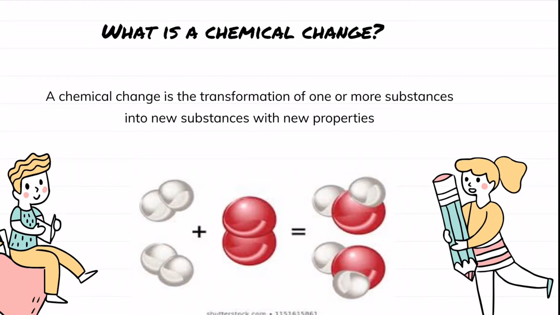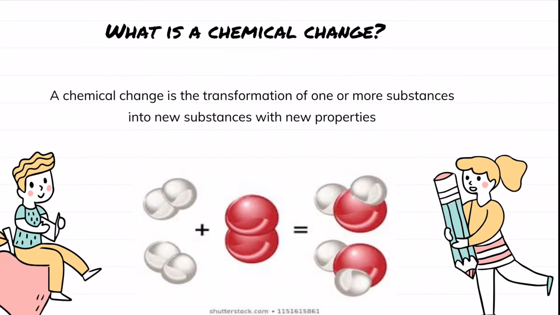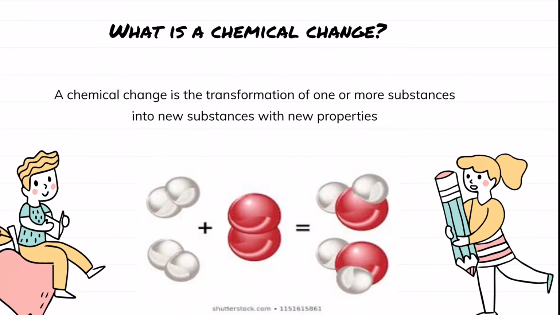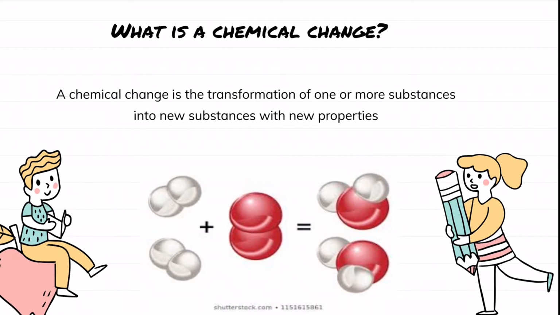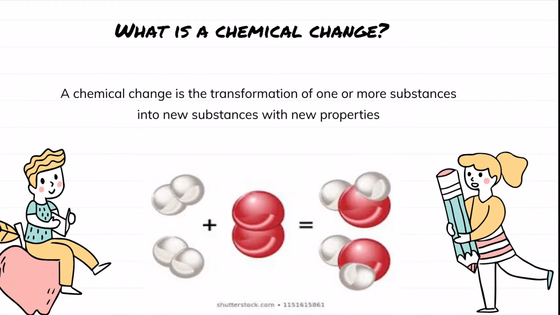What is a chemical change? A chemical change is also known as a chemical reaction. It's a process in which one or more substances are altered into one or more new different substances. In other words, a chemical change is a chemical reaction involving the rearrangement of atoms.